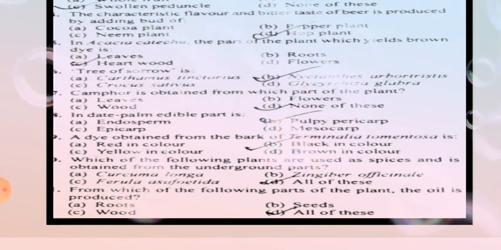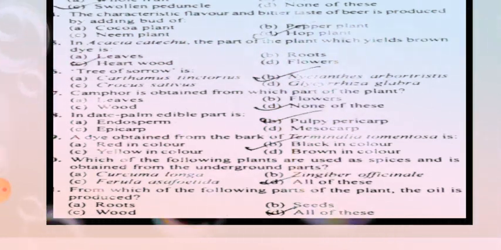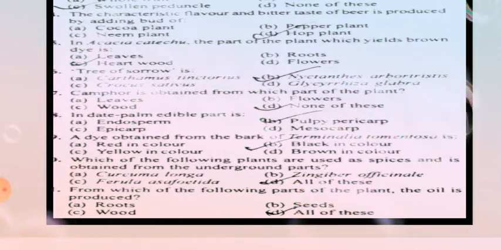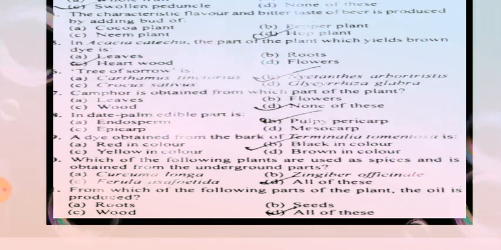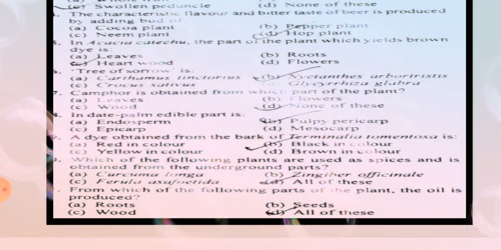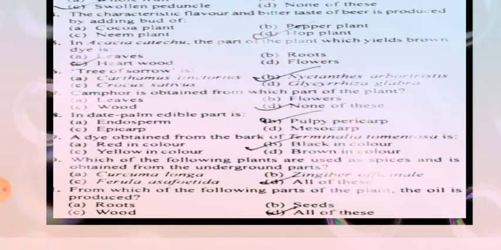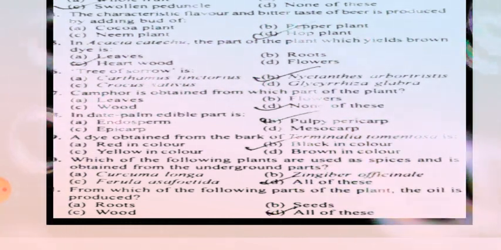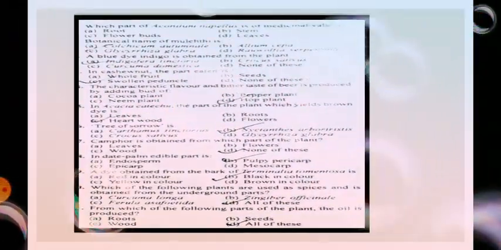From which of the following parts of the plants is oil produced? So for oil yielding plants, the oil may be obtained from roots, seeds, wood, or all of these. Here it is from roots also, from wood also, and seeds also. So all of these is the correct answer. These are some of the questions. Then comes the next.